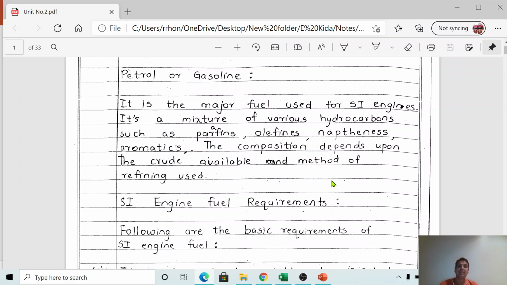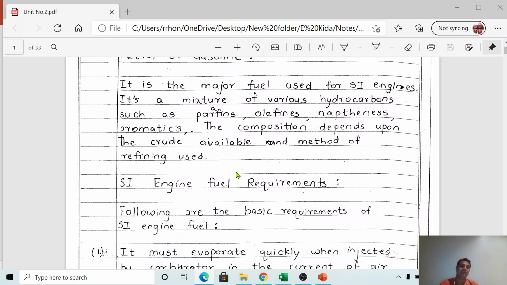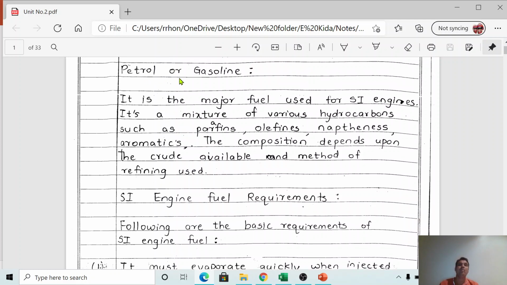Someone can ask one question: why are we not using kerosene as a fuel in SI engine? Why are we not using diesel as a fuel in the case of SI engine? Why are we using only petrol or gasoline as a fuel in an SI engine? Because of the following important reason. This question is very important: why only petrol for SI engine?